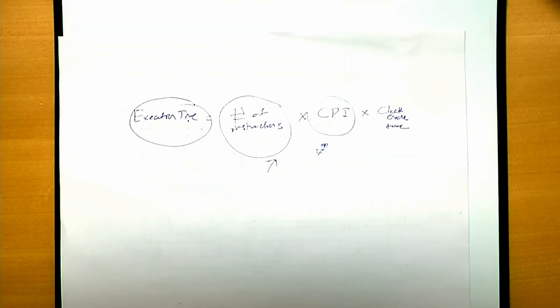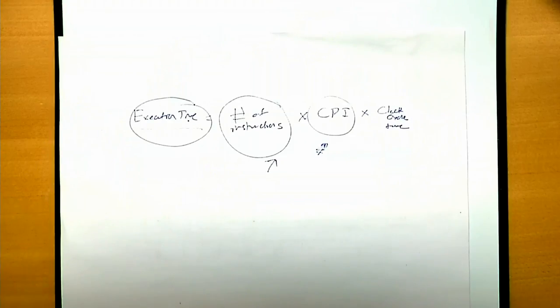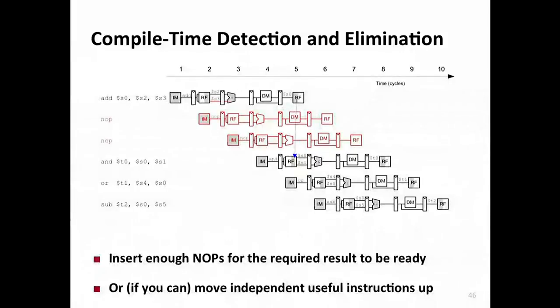So if you have a bad compiler, you can always improve its performance by eliminating the no-ops. But that doesn't mean that you're starting with a good baseline. So whenever you see a lot of no-ops, it's probably a bad baseline. That's my point over here. So be very careful. So okay, inserting enough no-ops for the required result to be ready is the idea of software-based interlocking.